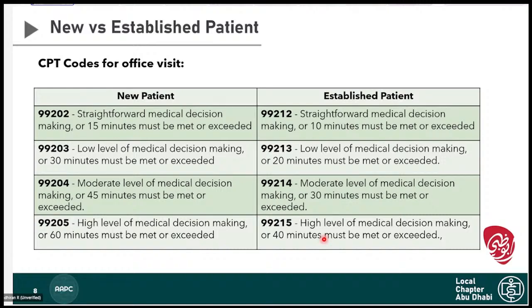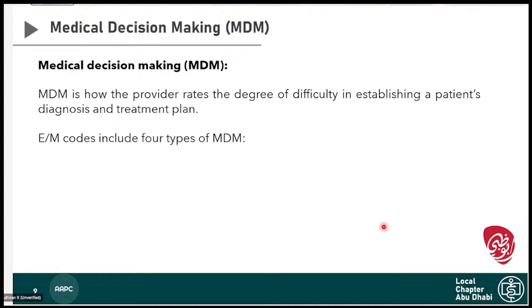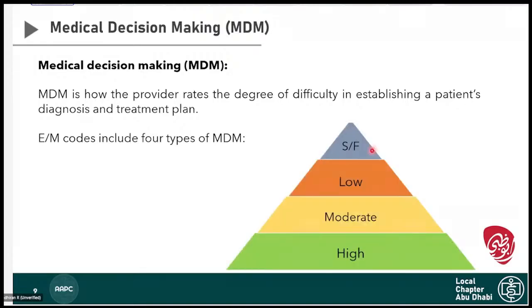So here we are discussing MDM. What is meant by medical decision making? Next we'll discuss that. Medical decision making is how the provider rates their degree of treating the patient's health conditions. This is the provider's choice, how they rate the degree. In MDM, we have four levels: straightforward, low, moderate, and high.